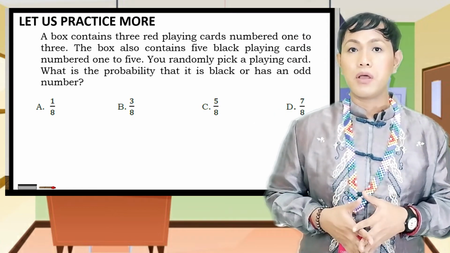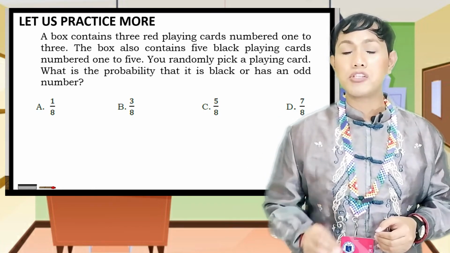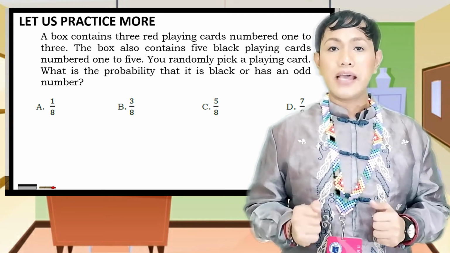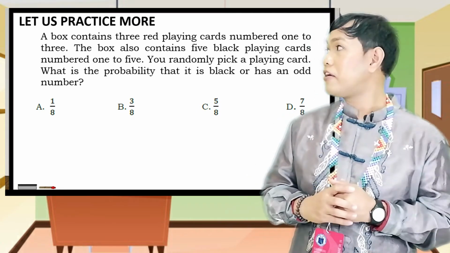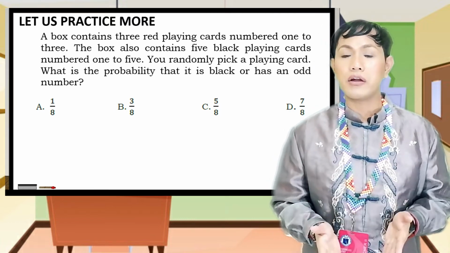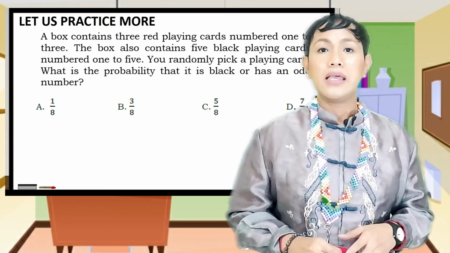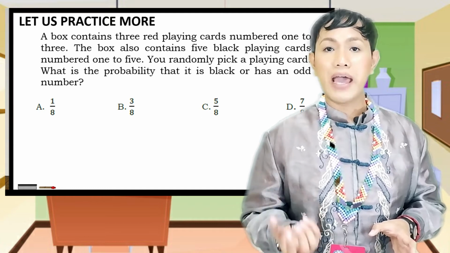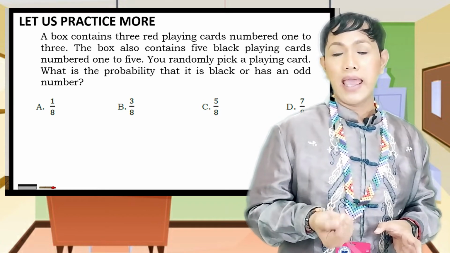For this particular problem, we first establish that it is an example of an inclusive event or a non-mutually exclusive event. Hence, we shall be utilizing the formula: the probability of getting A or B is equal to the probability of getting A plus the probability of getting B minus the probability of getting A and B. In our problem, the probability of getting a black or odd is equal to 5 over 8, which is derived from the black ones, plus another 5 over 8, which is derived from the odd ones, which can be found both in red and in black.